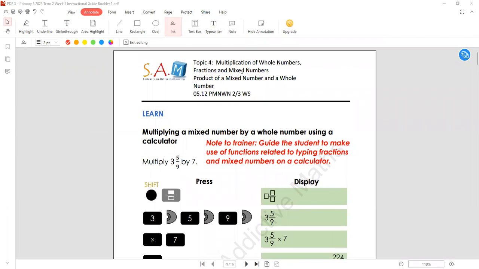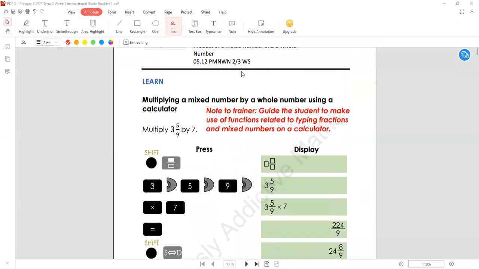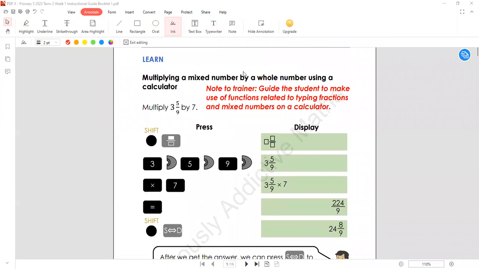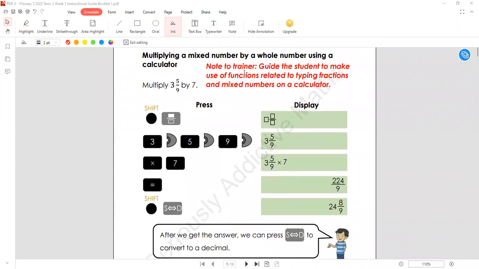Gonna start off by multiplying a mixed number by a whole number using a calculator. It'd be good if they brought along their scientific calculator. If not, it's okay. They can always make use of the normal calculator. We can loan it to them.